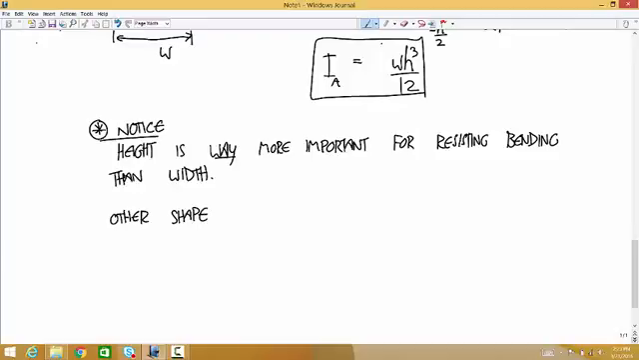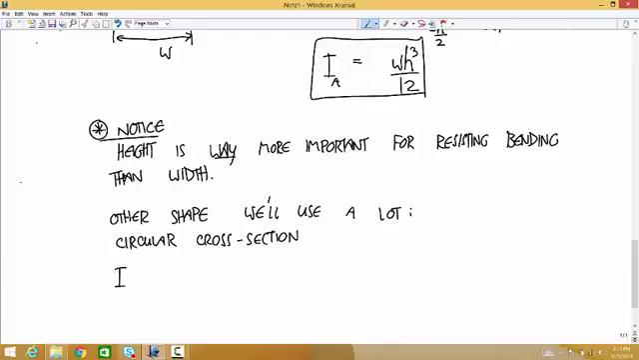So the other shape we'll use a lot is a circular cross section. And so the area moment of inertia of a circle about its center, about its neutral axis, is equal to pi radius to the fourth over 4.